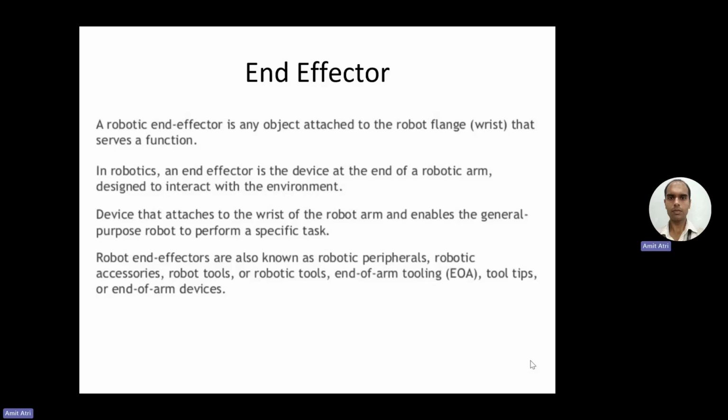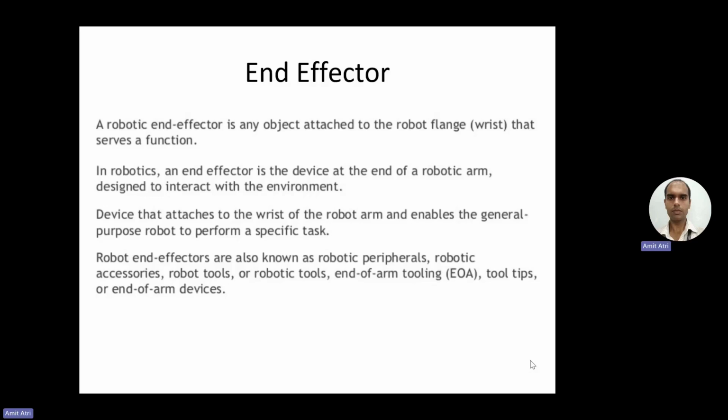In robotics, an end effector is a device at the end of the robotic arm designed to interact with the environment. It is the device that attaches to the wrist of the robot arm and enables the general purpose robot to perform a specific task, whatever type of task. It could be in the manufacturing sector or any other sector which we have discussed till now. So the different types of tasks the robot is able to perform are because of the end effector.